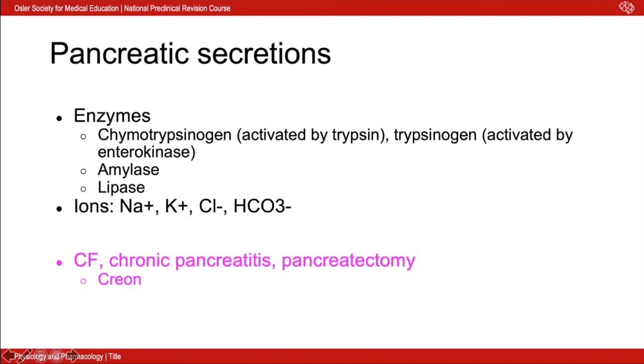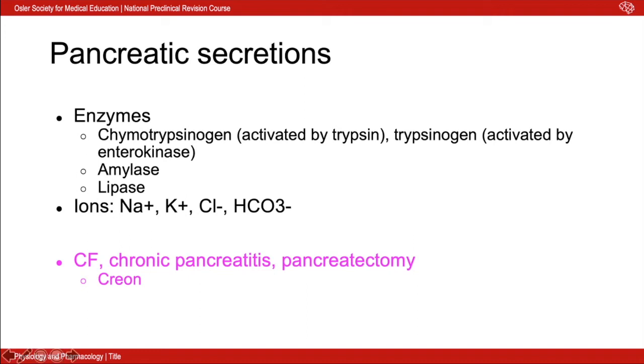The pancreas also produces amylase and lipase, and it produces ions, so sodium, potassium, chloride, and bicarbonate. And the bicarbonate in particular is really important because the chyme that's just come from the very acidic stomach is going to be very, very acidic for the small intestine, which isn't designed for that. So the bicarbonate neutralizes the acid within the chyme.